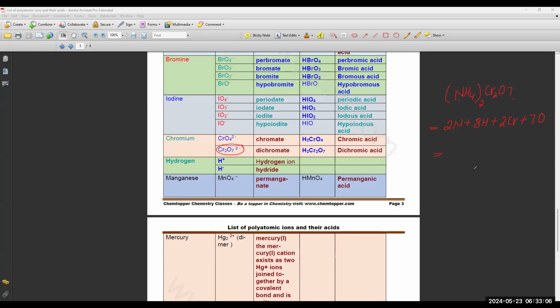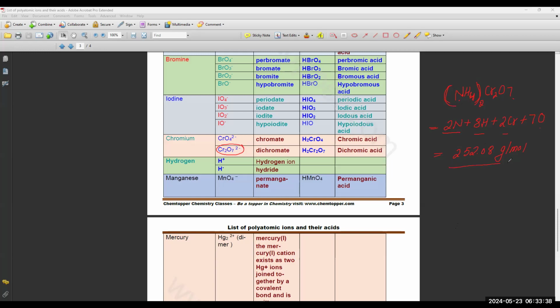So Akash is saying 252.08, and write the units grams per mole. Is he right? Are you clear why I have these 8 hydrogens? Because 4 times 2 is 8. These numbers get multiplied. This is in parentheses. There are 2 ammoniums. So that's the reason there are 2 nitrogens, 8 hydrogens, 2 chromium, 7 oxygen.